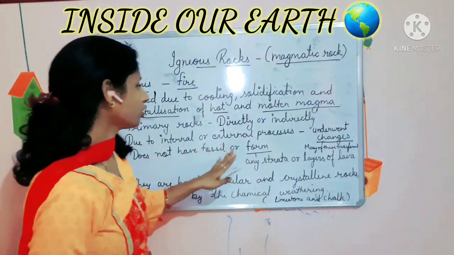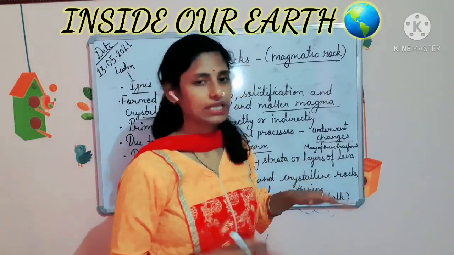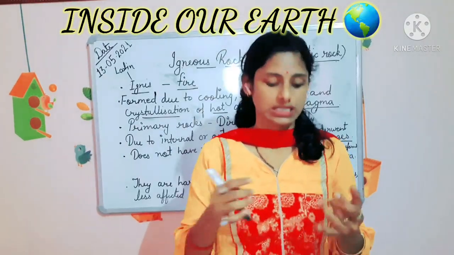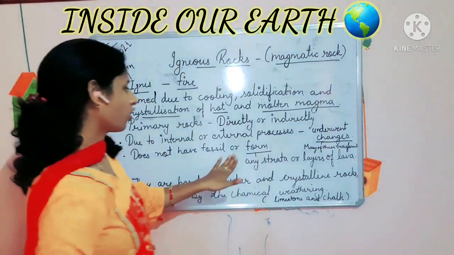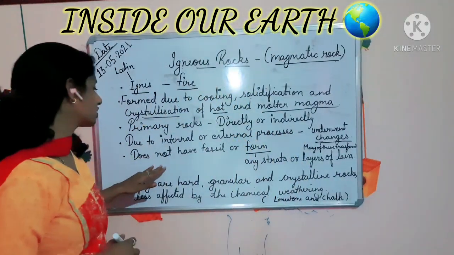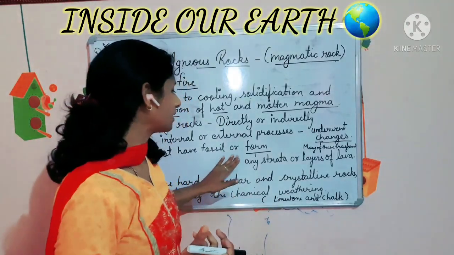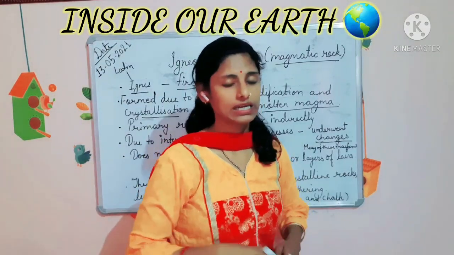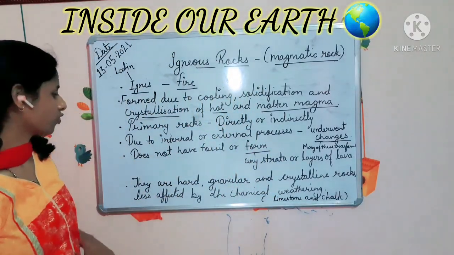Due to internal or external processes, these rocks underwent changes, and many of them transformed into sedimentary or metamorphic rocks. They do not have fossils or forms. That means these rocks do not have any fossils. We cannot see any fossil in them, and they do not have any form like strata or layers of lava, the layers of the earth that we cannot find in these rocks.